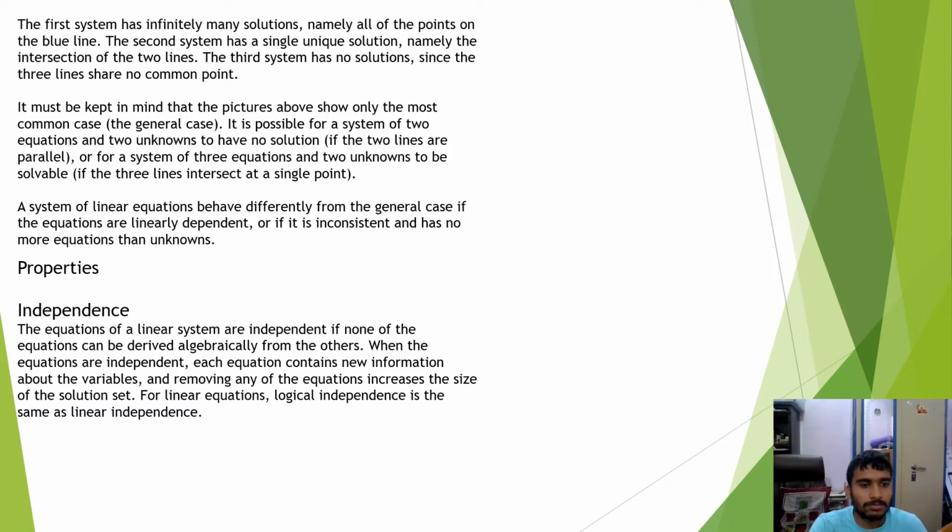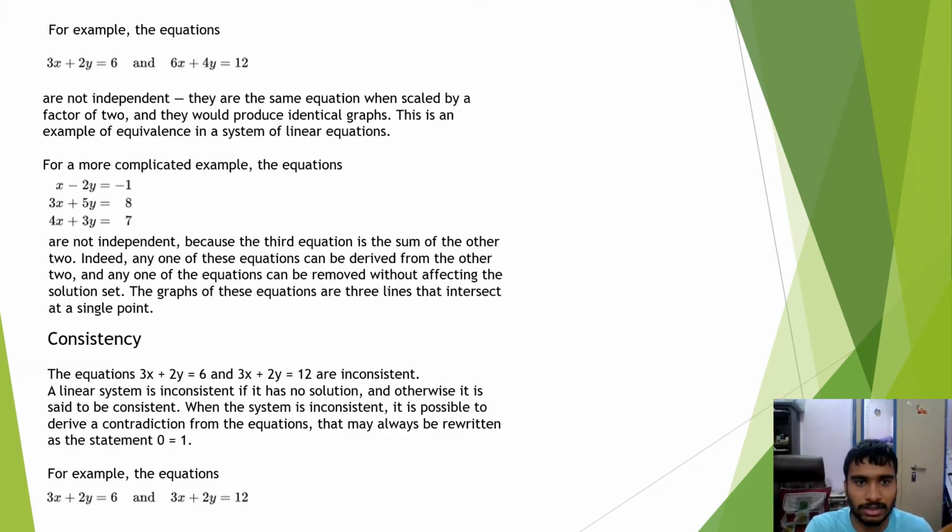Now, properties. Independence. The equations of a linear system are independent if none of the equations can be derived algebraically from the others. When the equations are independent, each equation contains new information about the variables, and removing any of the equations increases the size of the solution set. For linear equations, logical independence is the same as linear independence.